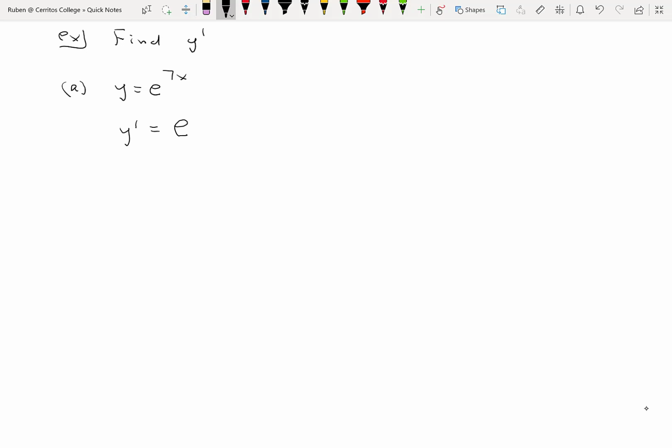Stays the same. It's e to the 7x times the derivative of the inside function. So this is 7e to the 7x. Okay, so let's try another one.